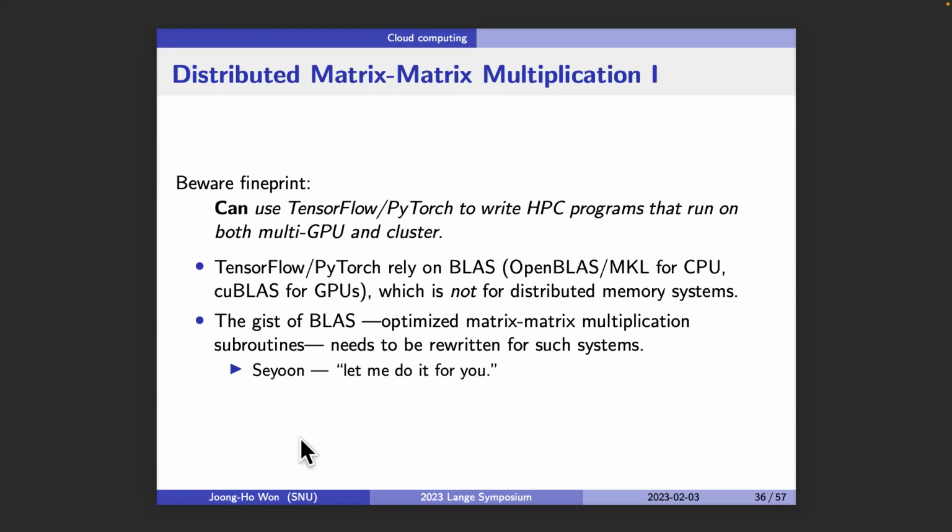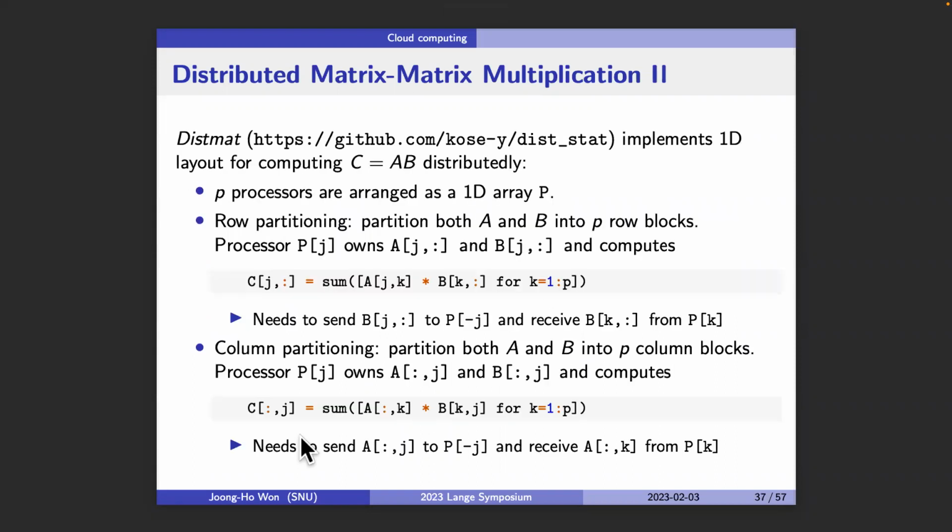And there was Seoul, yeah, who did all the heavy lifting. So he wrote this DistMat library, which is available on GitHub, and which basically implements the so-called 1D layout for computing matrix multiplication. Say we have A and B matrices, and the outcome is stored in the C matrix. This 1D layout goes like this. We have, say, P processors, and these processors are arranged in a one-dimensional array.